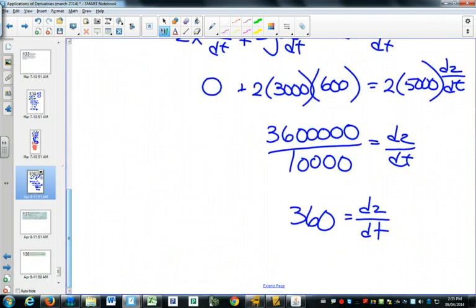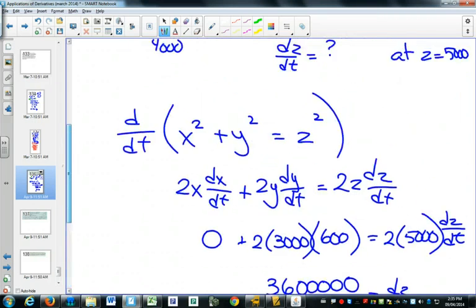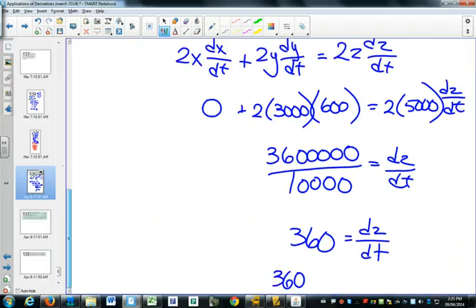I've got the answer key on the next page. I'm just trying to sweat it out here a little bit. So we got 360, what was it, feet per second? What are our units? Feet per second.